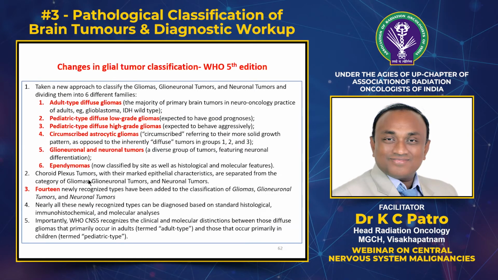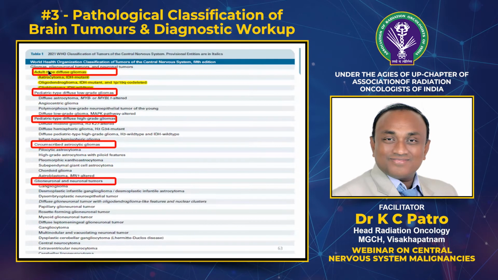Choroid plexus tumor is a different entity. 14 new tumors are among the gliomas, glioneuronal tumors and neuronal tumors. All these tumors are classified based on histology, immunohistochemistry and molecular profiling together, known as an integrated diagnosis. So these are the glial and glioneuronal tumors, and these are the 6 groups: adult diffuse glioma, pediatric diffuse low grade glioma, pediatric high grade glioma, and circumscribed astrocytic tumors. These are the main classification.